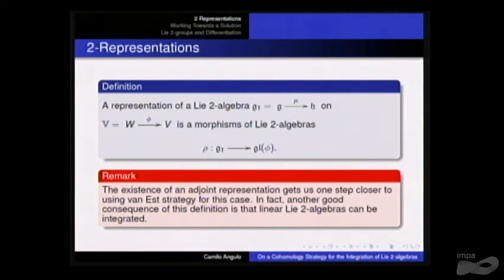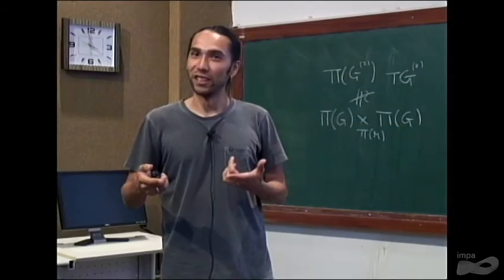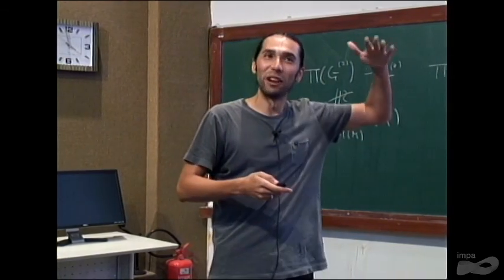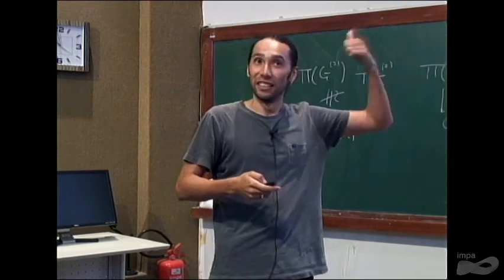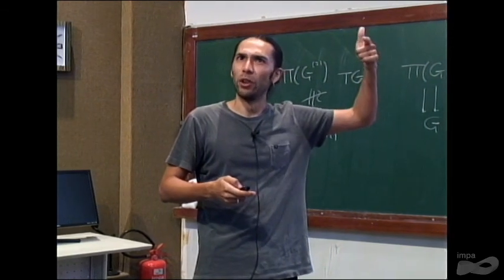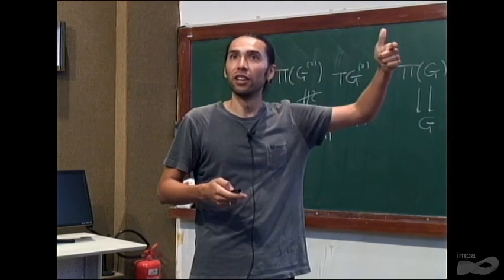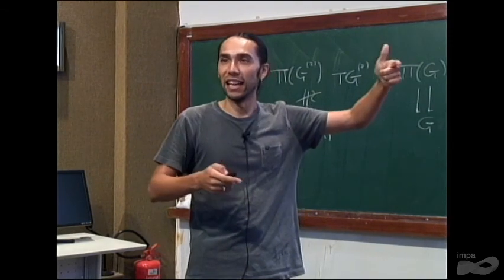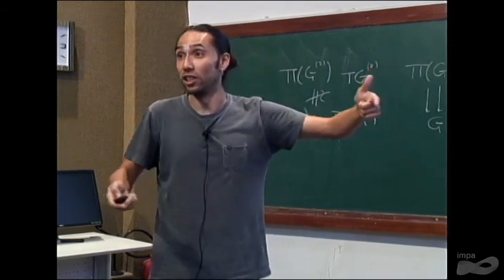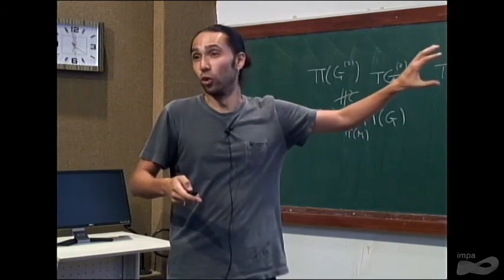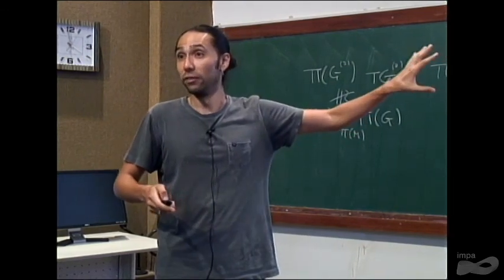Having an adjoint representation gets us one step closer to using the Van Est strategy. And this is because among the ingredients that we needed were an adjoint representation, and that linear Lie algebras, in this case linear Lie 2-algebras, are integrable. And this is a good point to tell you that they are.